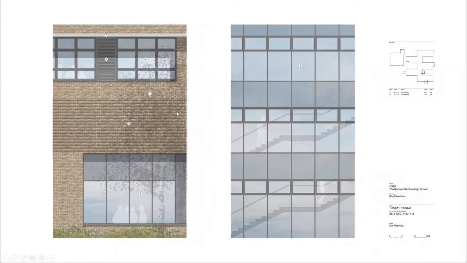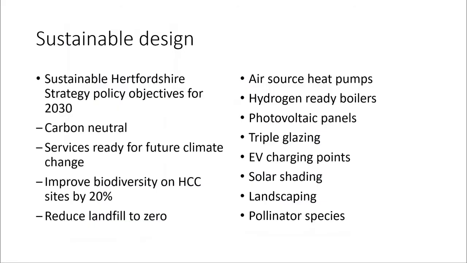This slide shows the detail of the courtyards. So again, it shows the detailed banding on the brickwork and the curtain wall glazing. I should just mention sustainable design, as it's been a matter of great interest to this committee. The Sustainable Hertfordshire strategy adopted in 2020 sets policy objectives up to 2030. Those are to be carbon neutral, to have services ready for future climate change, to improve biodiversity on HCC sites by 20%, and to reduce landfill to zero.